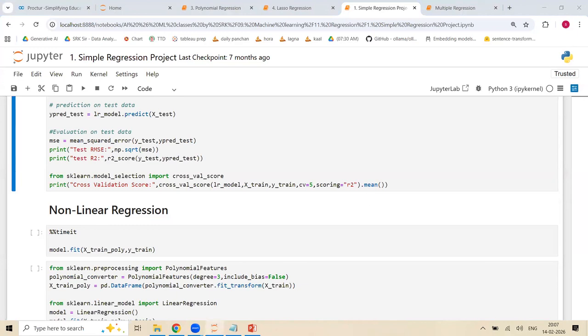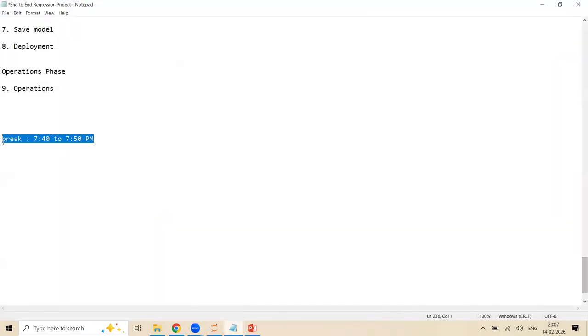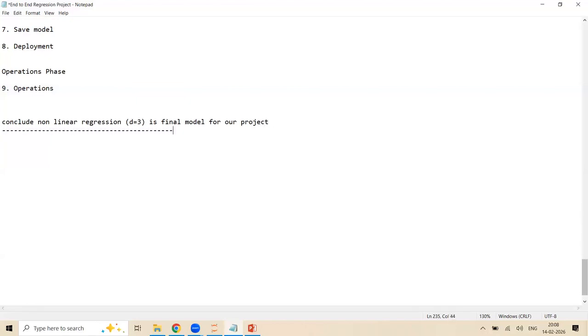Now, next, finally. Let us assume that we have concluded our non-linear regression model. Non-linear regression, that too with degree of 3, is our final model for our data, for our project. This is the final. Now, with what accuracy have we concluded? With 75.42% accuracy we are going to predict.